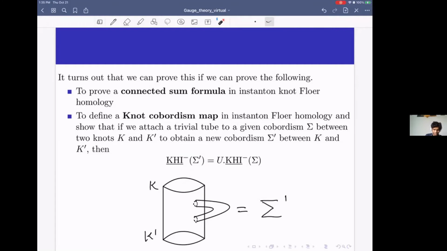Over the last year, we made some good progress on both of these problems. And today the goal is to share the progress we have on this one.